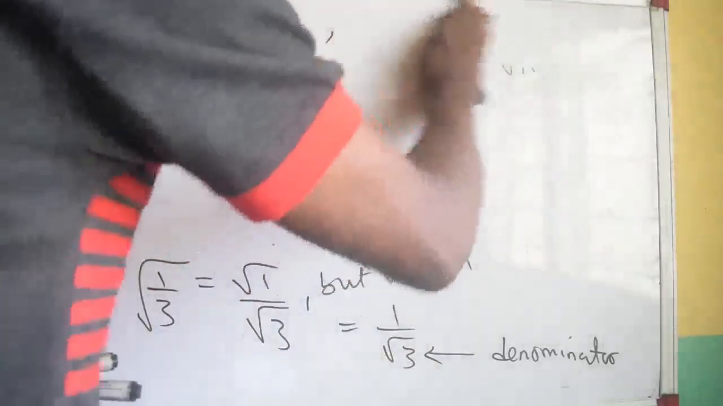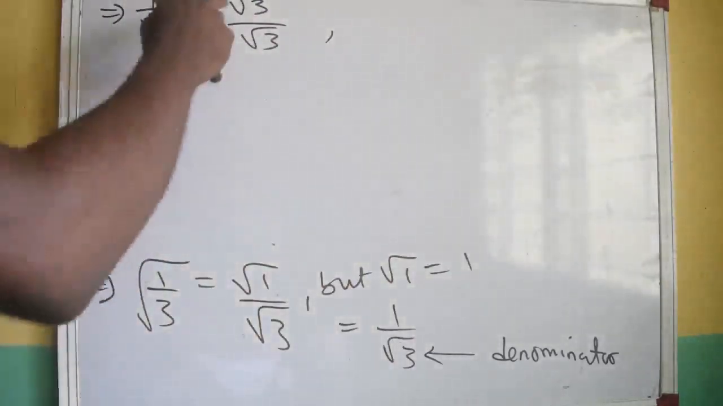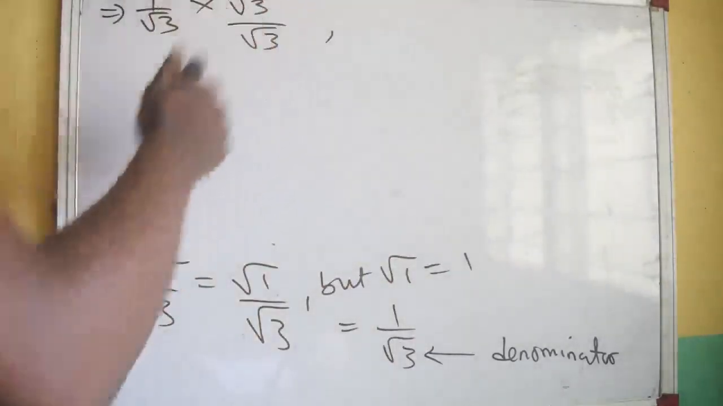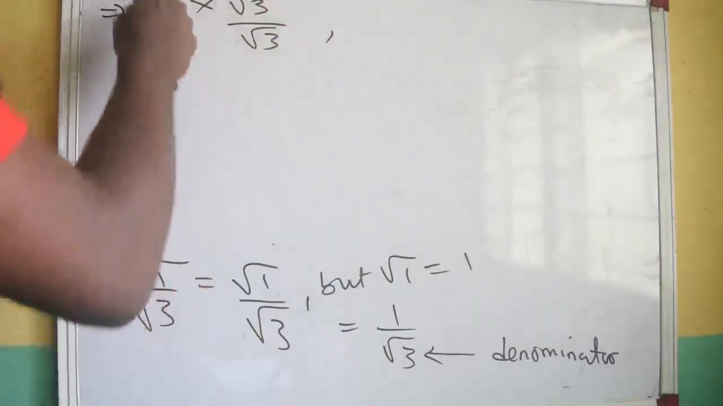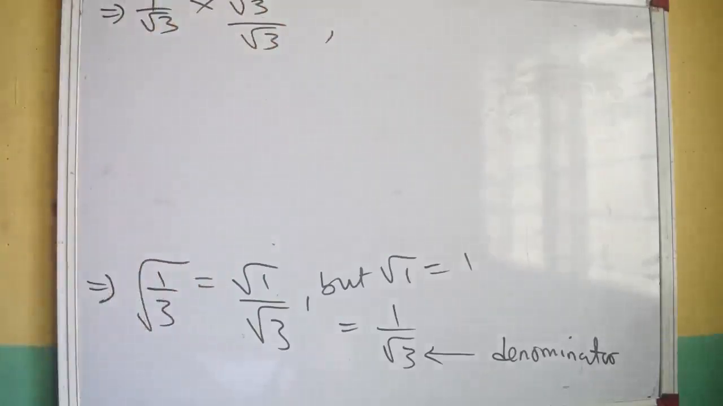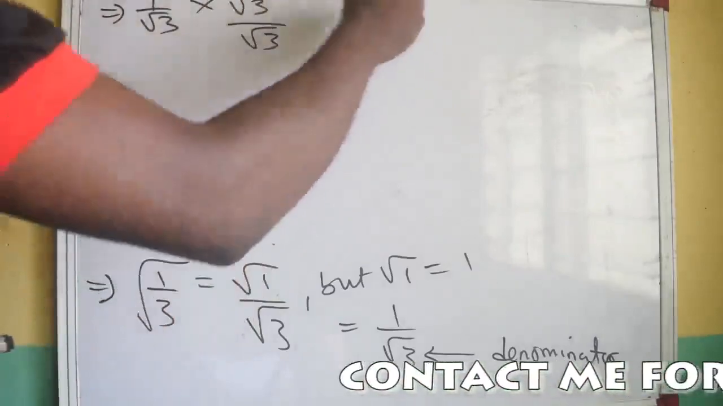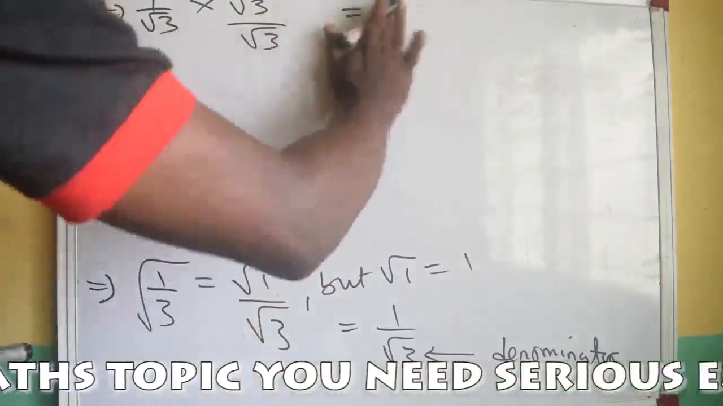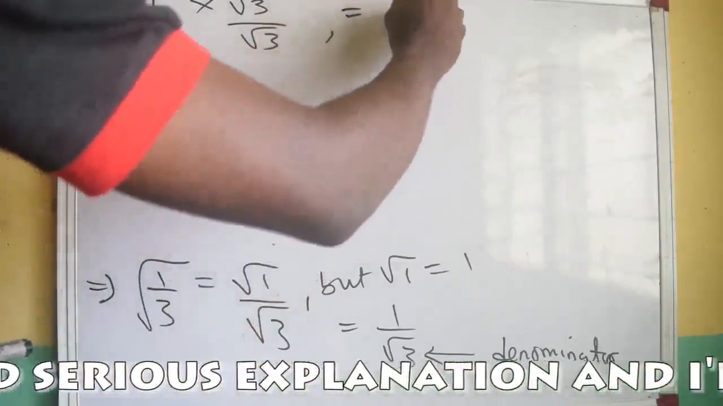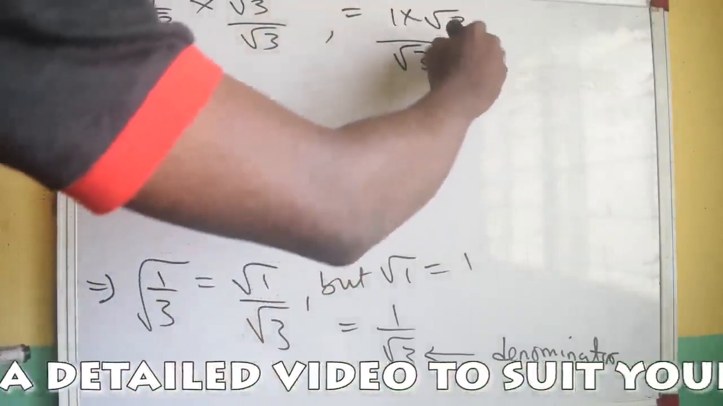And anytime 1 multiplies something, it will still give you the same thing. So root 3 over root 3 is 1, and 1 times this will not change it. That is just how the whole thing is. So we say 1 times root of 3 to give you root of 3, all over this times this. You say 1 multiplied by root of 3 divided by root of 3 multiplied by root of 3.